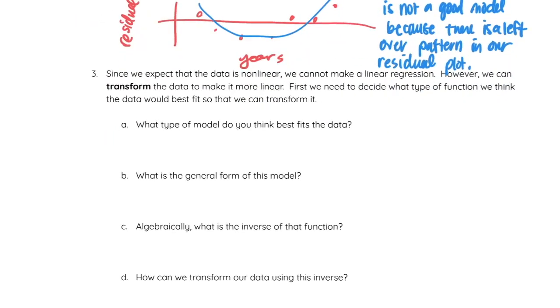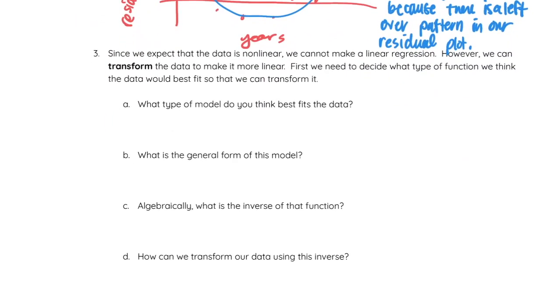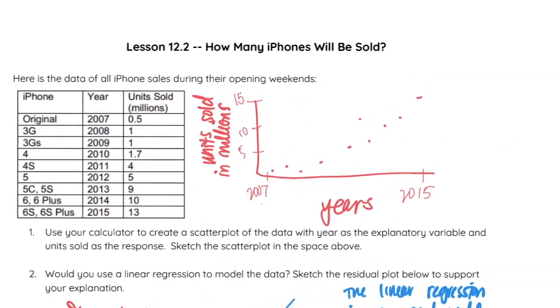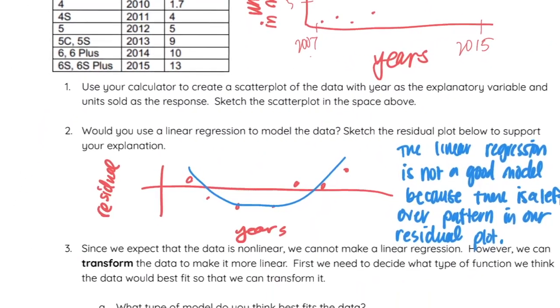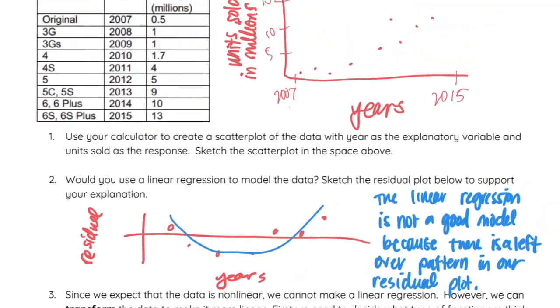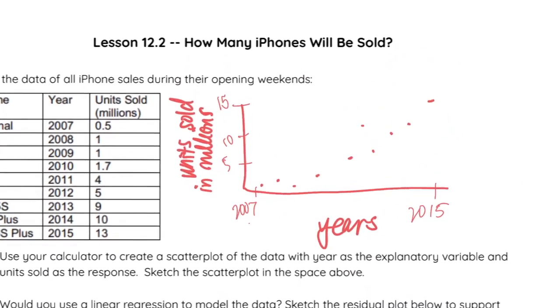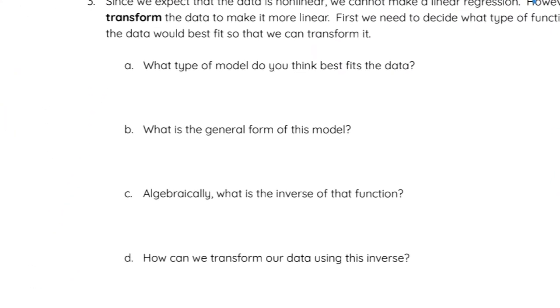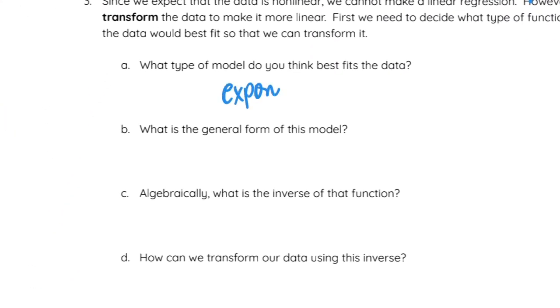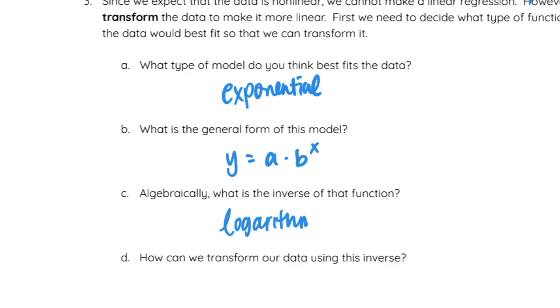All right. Next, since we expect it's nonlinear, so we looked at our data, it wasn't linear. When we checked the linear model, it said it wasn't good, which is no surprise because this does not look linear, it looks exponential. So what type of model do you think it is? We're going to say exponential. And then the general form of an exponential function is a times b to the x power. And then it's asking, what is the inverse of exponential? The inverse function of an exponential function is a logarithmic function, or a logarithm.